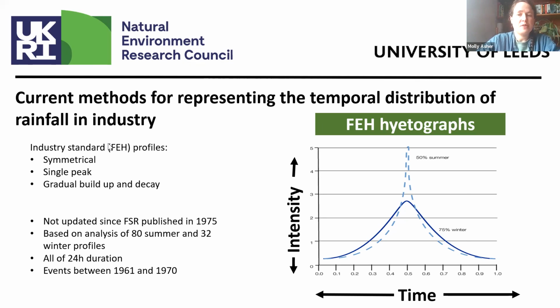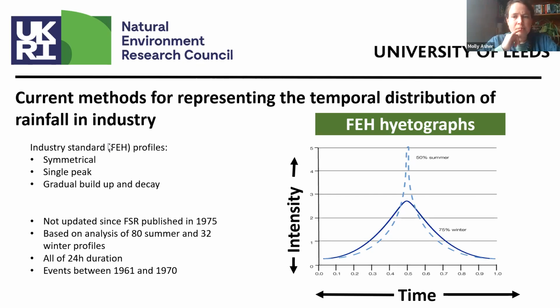As I've mentioned, use of these profiles is really widespread in the UK. It's kind of what everyone uses. However, the evidence to support their physical basis in reality is actually really quite limited. So the profiles were first derived back in 1975. They were derived from a limited data set of just over 100 rainfall events. All of these events were of 24-hour duration. And they happened like 50, 60 years ago now. And there's been no updates or refinements to these profiles ever since.